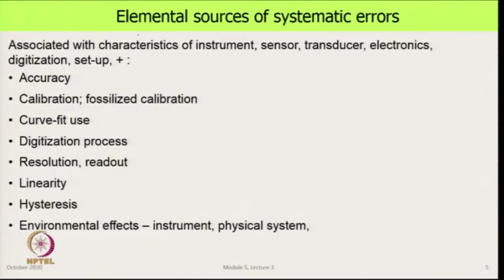Now, here we have listed something we had done earlier: elemental sources of systematic errors. So, in a measurement, what are the different ways which can cause a systematic error? This is what this slide is all about. We will just list these, and later on we will see how to use this to convert it into a standard error, and we will do some of it in this lecture, others while doing problems.